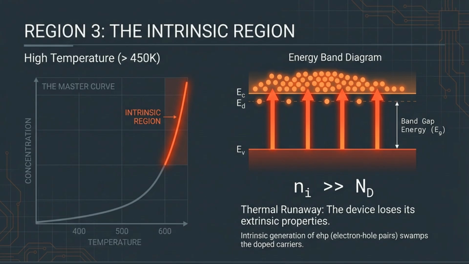Region 3 is the intrinsic region at high temperatures. High thermal energy excites many electrons across the band gap. Intrinsic carrier generation swamps the doped carriers, leading to thermal runaway and device failure.